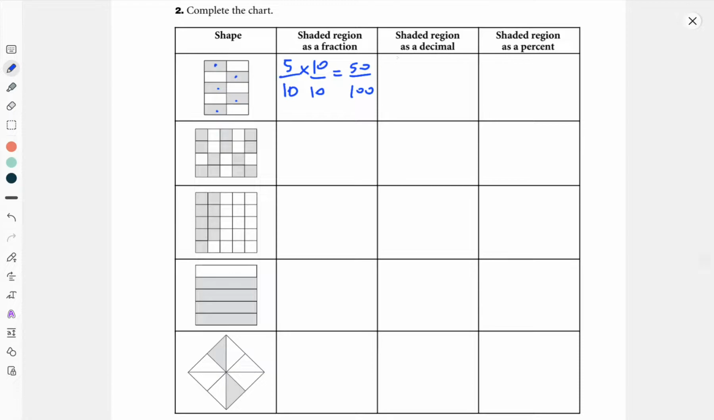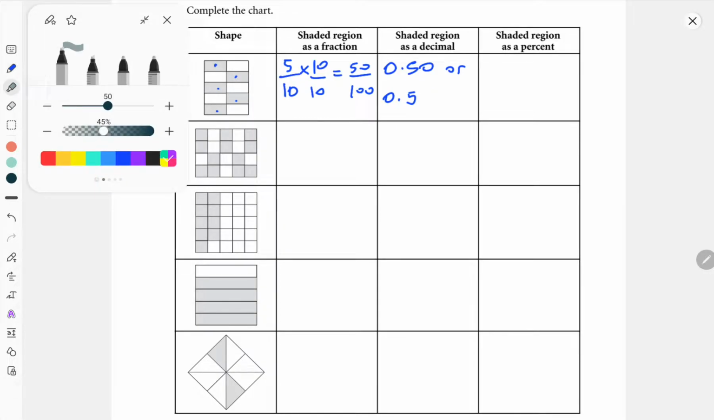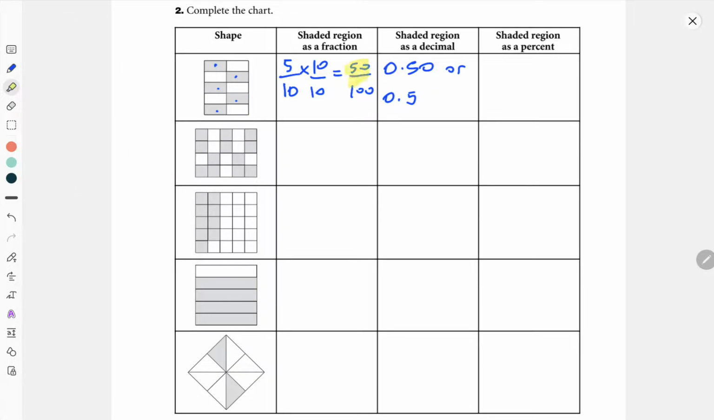Now 50 over 100, how do we write it as a decimal, guys? How do we write it as a decimal? This can be written as 0.50 or 0.5, right guys? 0.50 or 0.5. And if we take a look at this one, now we have it as 50 over 100, right? Therefore, the percentage is equal to 50%. Pretty straightforward, guys. This is easy as the denominator is 100.